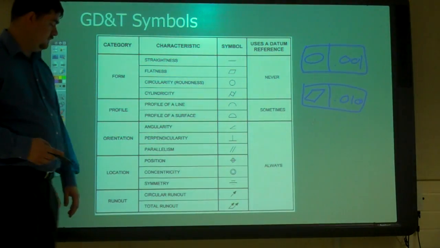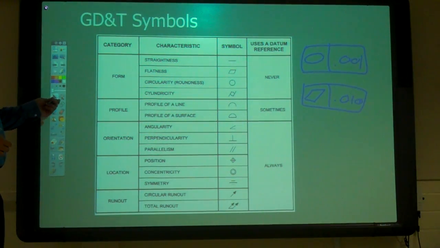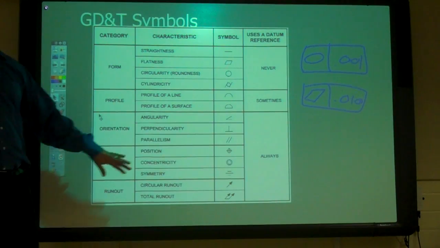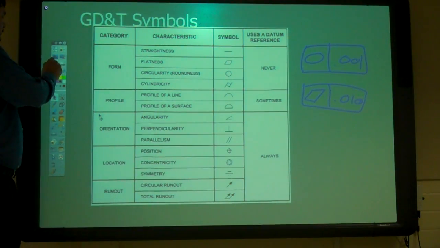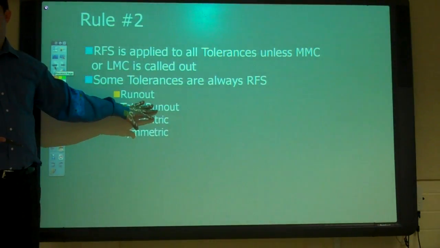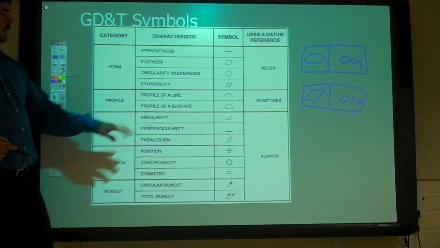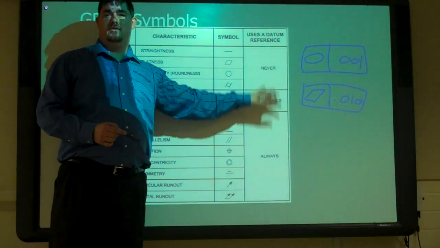So I thought you said we don't use datums with the total runout. No, we don't use modifier conditions with those. Before, we were talking about modifier conditions, LMC, MMC, not datums. Now we're saying which ones need datums and which ones don't.